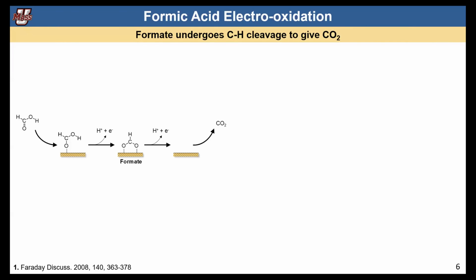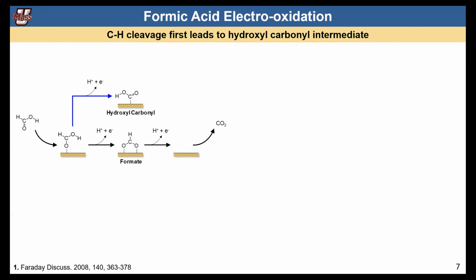Now, alternatively, there's what's called the direct pathway sometimes, which involves this hydroxyl carbonyl intermediate, which starts out by having a CH cleavage happen first, and this rapidly decomposes, hence the direct name, to give you your CO2 desorbing from the surface. So these two pathways just differ in whether you have CH or OH cleavage first, but they're both purely Faradaic in the sense that every elementary step is proposed to involve a proton and an electron being transferred.